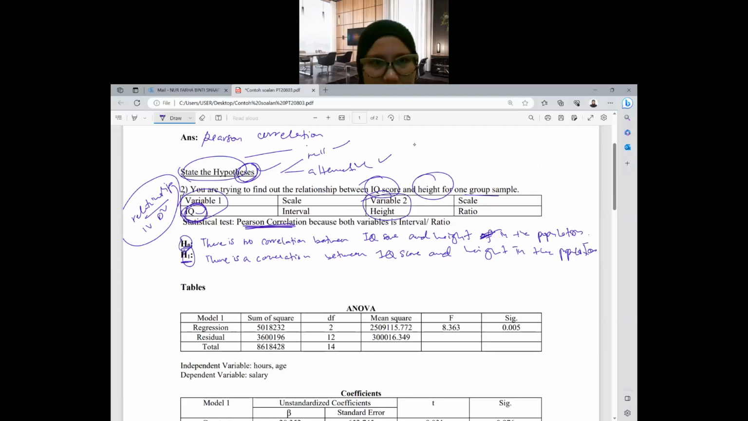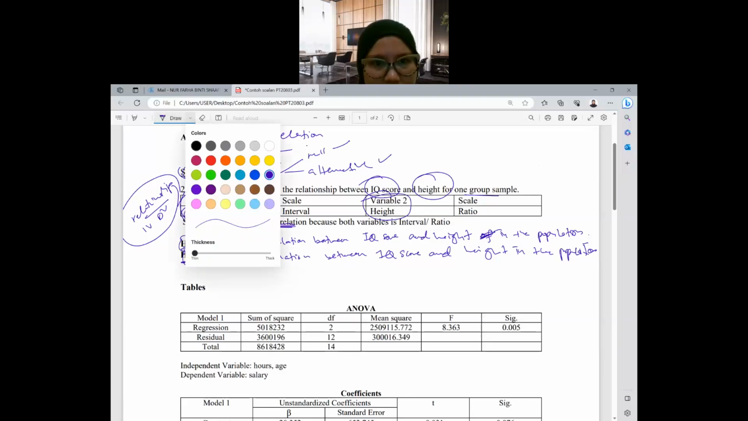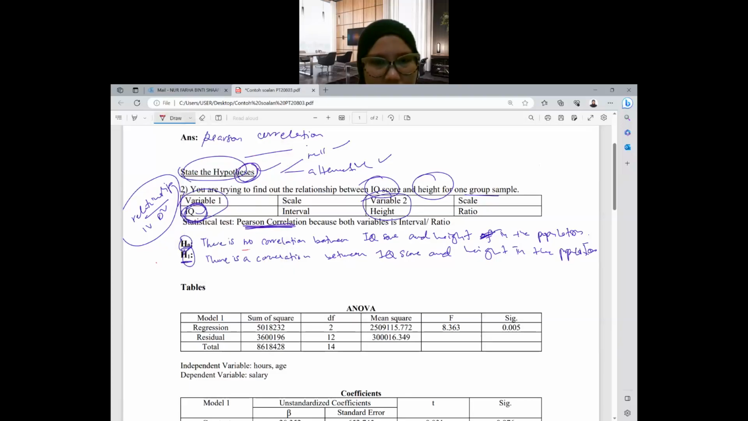You have to write the null and alternative hypothesis based on here. Why do you use the term correlation or relationship? Because the hint here is that the test to be used is Pearson correlation.